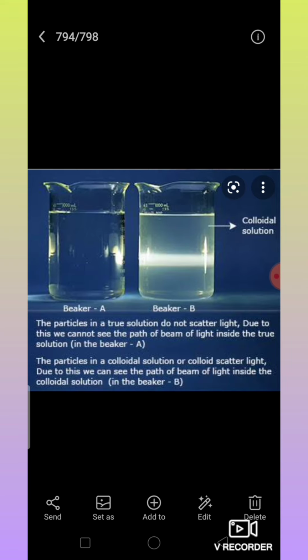This phenomenon is not observed in the case of a true solution. The reason I have shown in this slide. The reason is not in your textbook, but I have shown it in the slide. The particles in a true solution do not scatter light. Due to this, we cannot see the path of the beam of light inside the true solution. But the particles in a colloidal solution are large enough to scatter the light. So, due to this, you can see the path of the beam of light inside the colloidal solution. This reason may be asked in your 2-mark question.